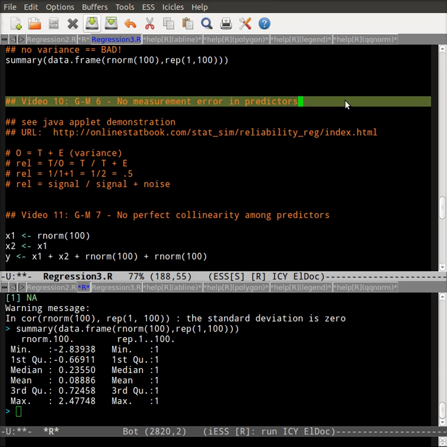and that's somewhat misspecified here. Predictors and criterion is more accurate.